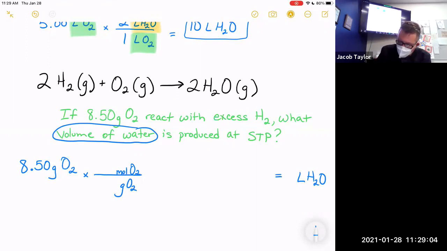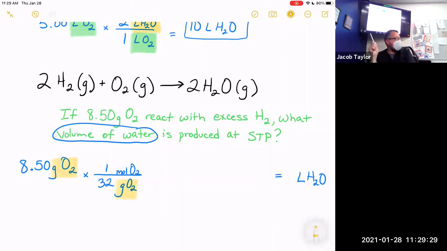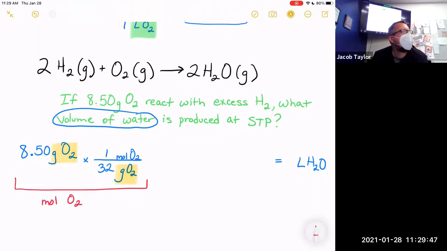So if I have 1 mole of O2, how many grams is that? This is where I need the periodic table. I need to know the molar mass of oxygen. 16 for one, but this is O2, so 32 grams of oxygen per mole according to my periodic table. So what this is going to do is cancel out my grams of O2 and leave me with just moles of oxygen, which is great. So this one calculation is going to give me moles of O2.